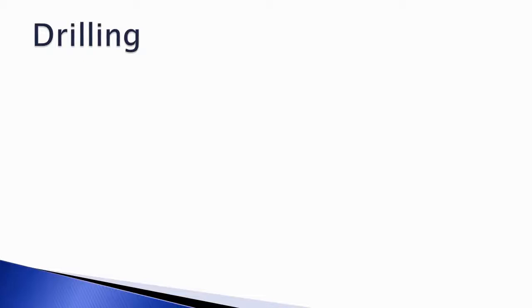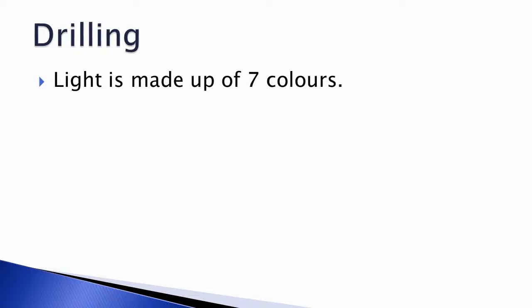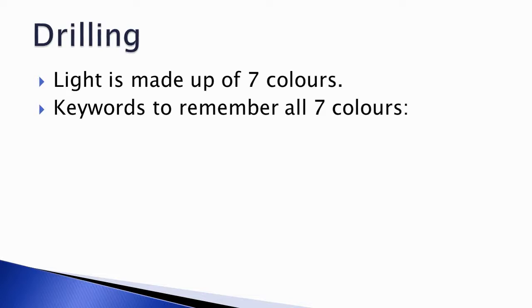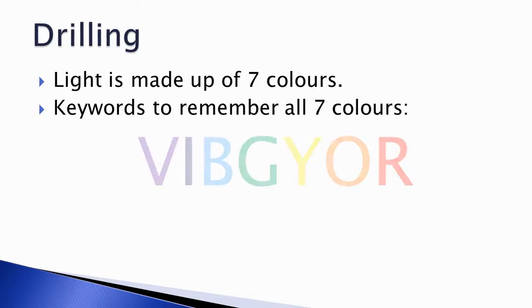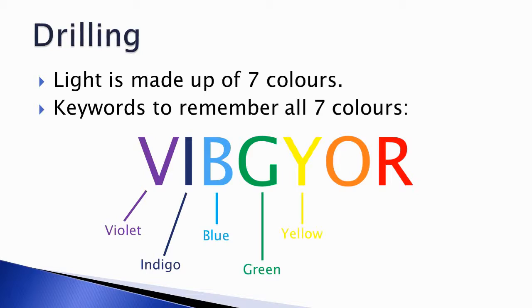You also need to remember that light is made up of 7 colors, the rainbow colors. And you also need to remember the keyword to remember all the 7 colors, which is VIBGYOR. So V for violet, I for indigo, B for blue, G for green, Y for yellow, O for orange, and R for red.